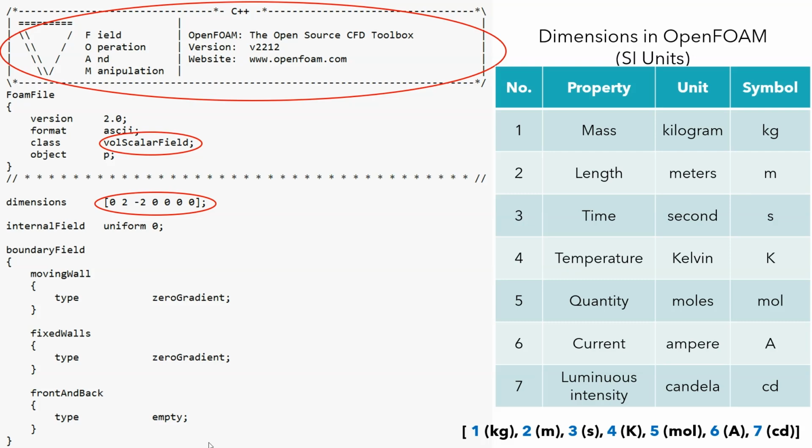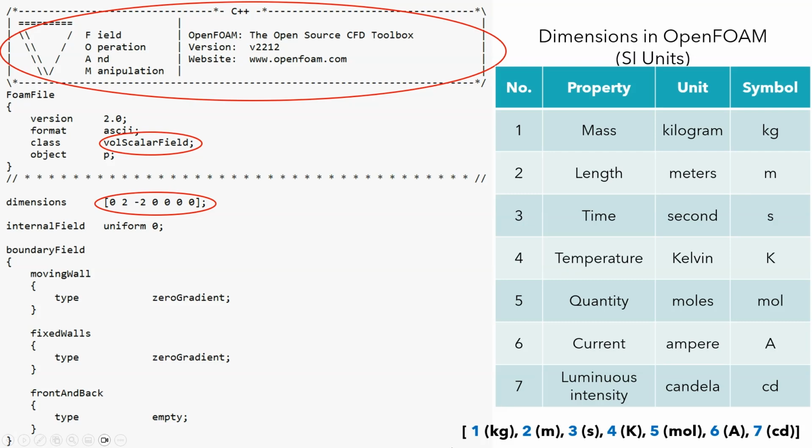The first number represents the mass unit in kilogram. The second number represents the unit of length in meter. The third represents time in seconds. The fourth represents temperature in Kelvin. The fifth represents quantity of matter in moles. The sixth represents current in ampere, and the last represents luminous intensity in candela.